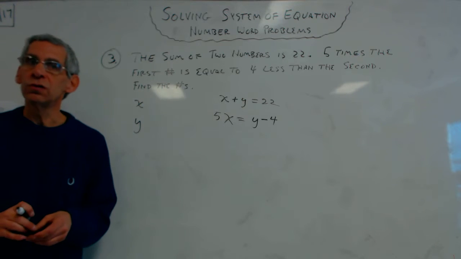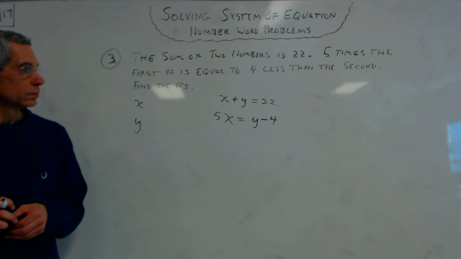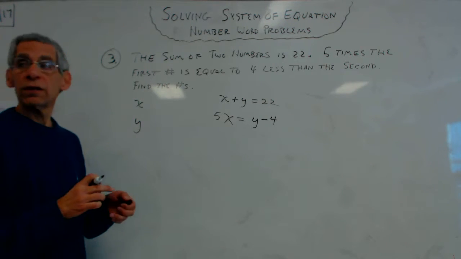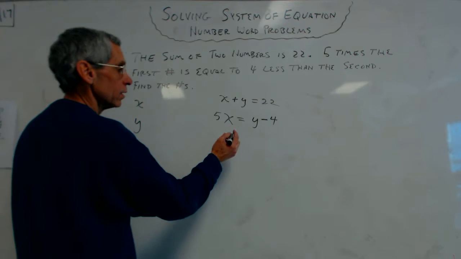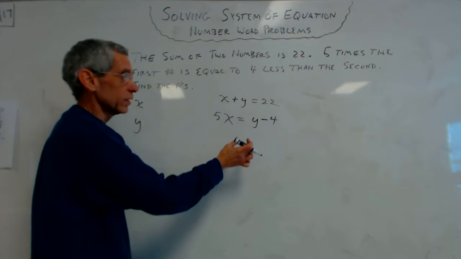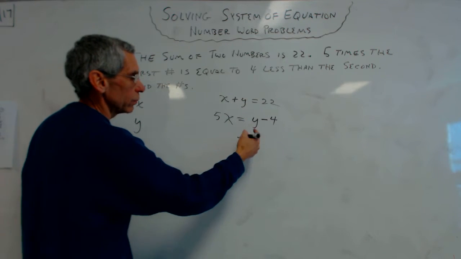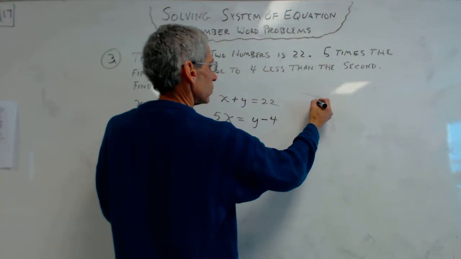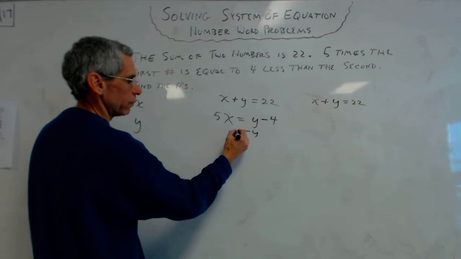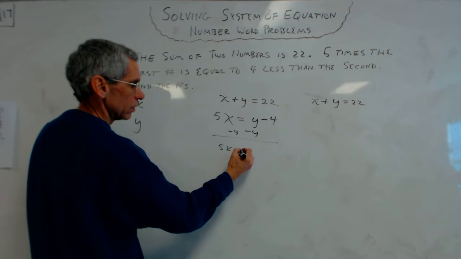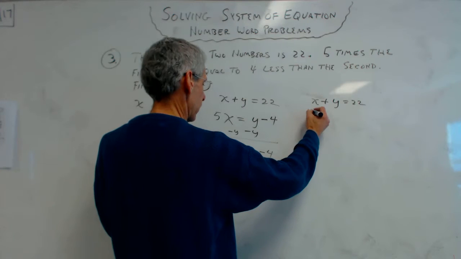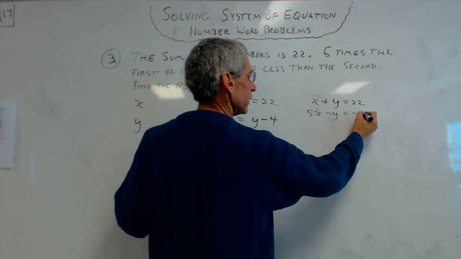What method would you use to solve this? You could try elimination. Let's try it. I want to move this y over so that the x's and y's are together. So I'm going to rewrite this over here. This one is x plus y equals 22, and in this one I'm going to subtract y from both sides. I've got 5x minus y is equal to negative 4. You agree with me? So I'm going to put that here: 5x minus y is equal to negative 4.